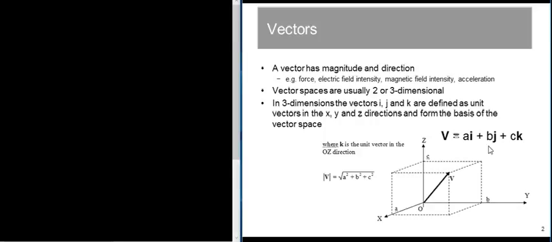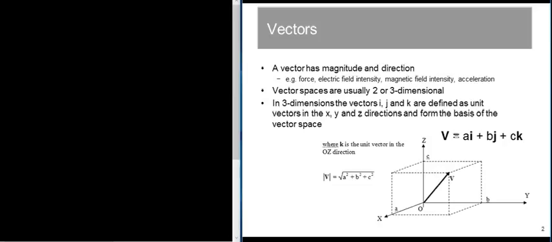And when we add those 3 unit vectors with their individual magnitudes of a, b and c, the resultant is vector v. And the magnitude of vector v, as it's shown here, is a squared plus b squared plus c squared, all square rooted.